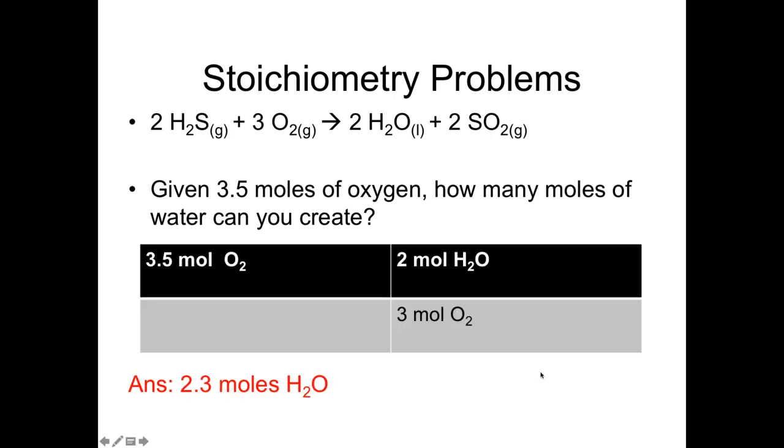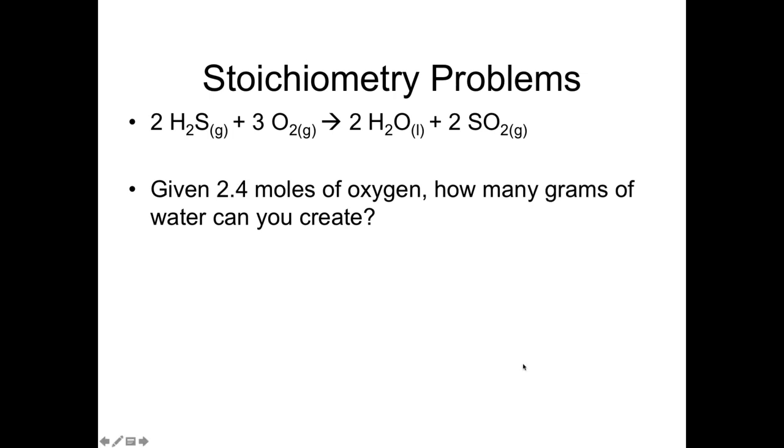Okay, so for this one, we're going moles to moles. So I'm going to start off with 3.5 moles of oxygen in the upper left. I'm going to moles of water. So what's going to happen is I go to my balanced equation. I need to get rid of oxygen. The balanced equation is 3 moles of oxygen. I'm going to put that here. I'm going to water. Water has a coefficient of 2 in this balanced equation, so I'll put that there. Then 3.5 times 2 divided by 3 gives me 2.3 moles.